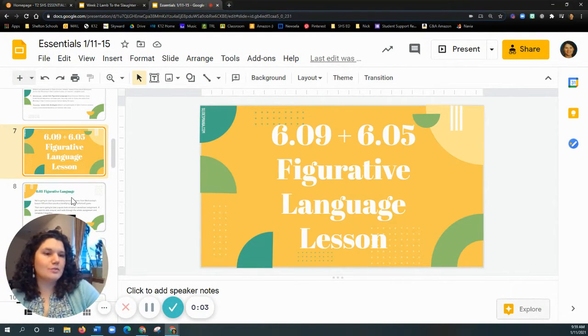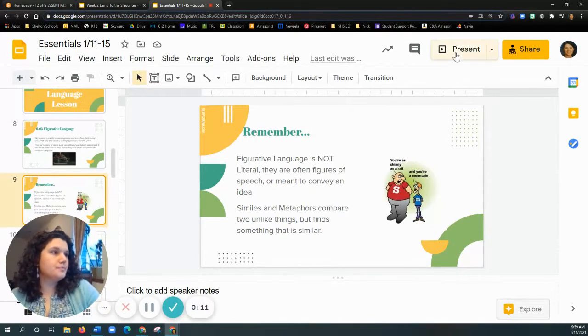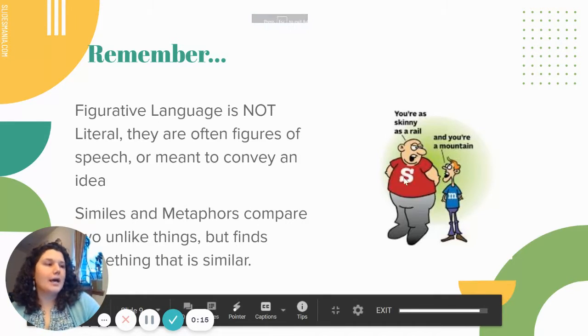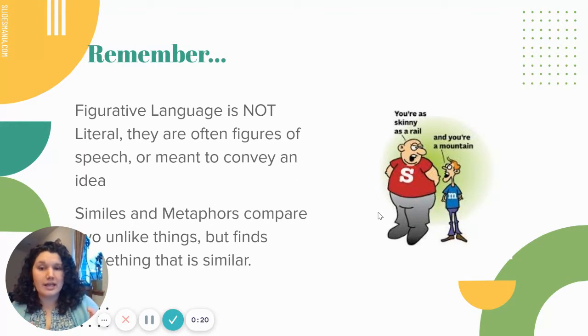So our lesson, we're doing that quick recap with figurative language. It's not literal. It's conveying an idea or a message or a meaning. It's not actually happening. So metaphors and similes, they compare two unlike things, but they find something that's similar about them.